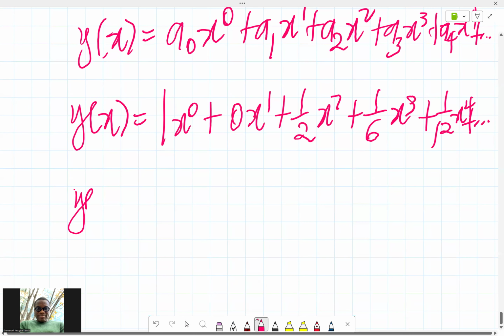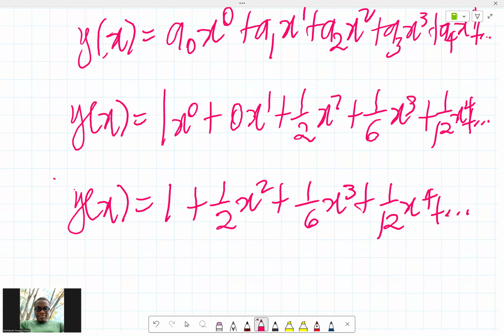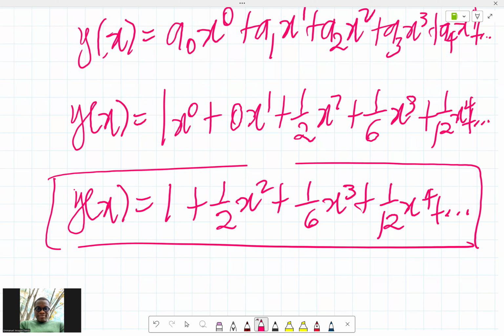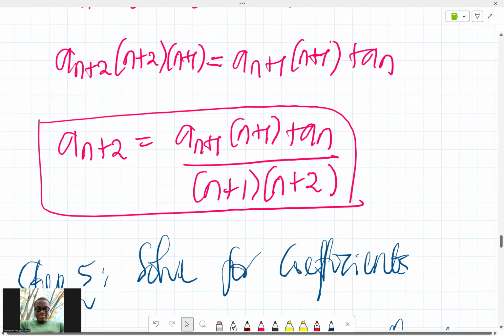So that finally we have y of x equal to 1 plus, this is 0, so 1 plus half x squared plus 1 over 6 x cubed plus 1 over 12 x raised to power 4. So now this is the solution to that differential equation we have. It's a series solution because the problem itself has an ordinary point at x equals 0. So we have a series solution for the problem we had to deal with.